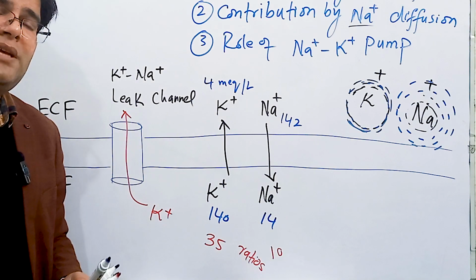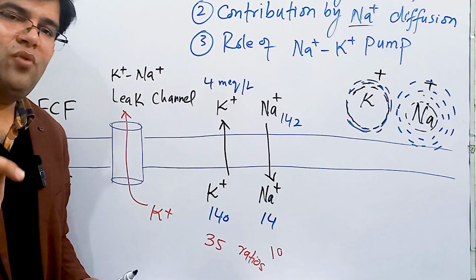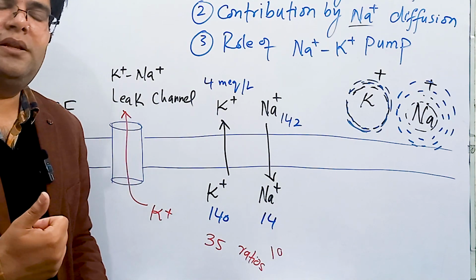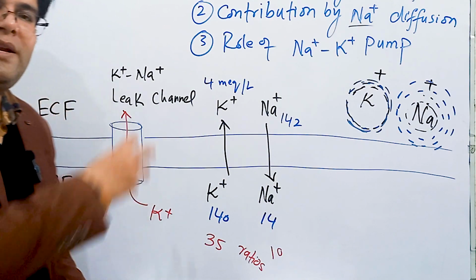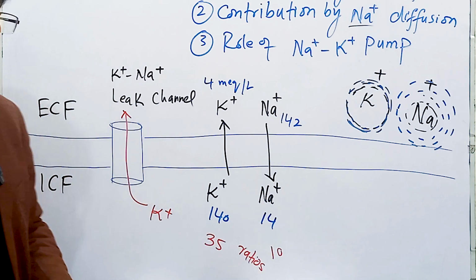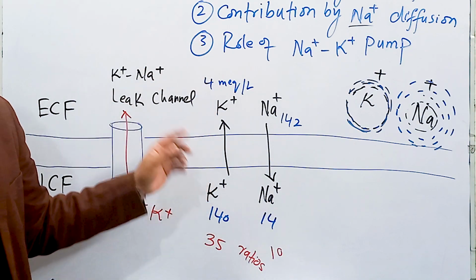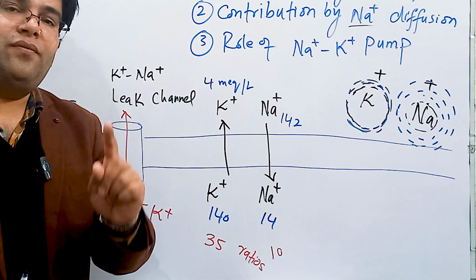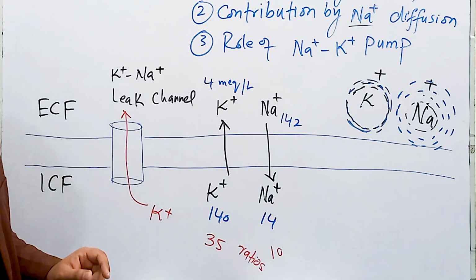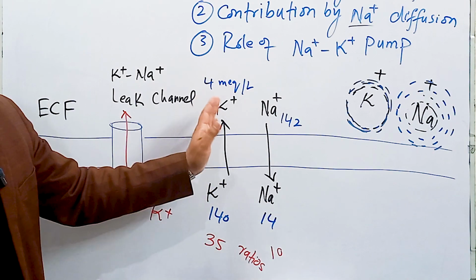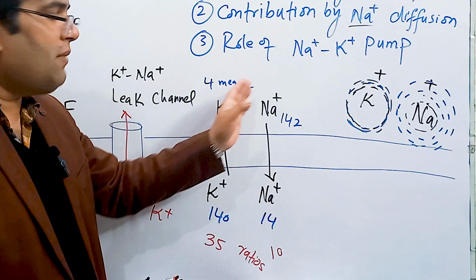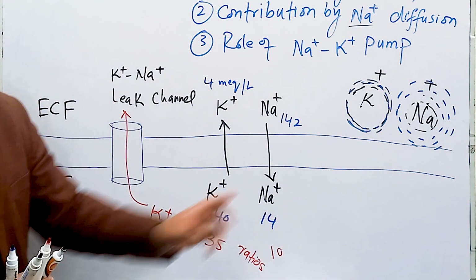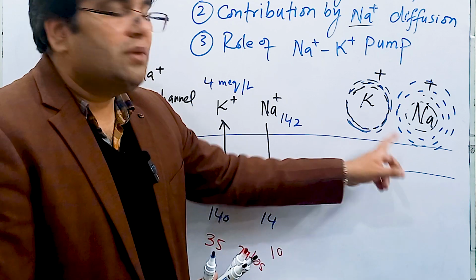It's a very important concept to understand. The first concept was, what is a leak channel? This is the potassium sodium leak channel. Both sodium and potassium ions pass through this channel. Second important concept to understand is the concentrations of sodium and potassium outside and inside, what are their ratios, and what is the direction of their gradient. The direction of gradient for potassium is from inside to outside, and the direction of gradient for sodium is from outside to inside. And third important concept for us to understand is the relative sizes of sodium and potassium.